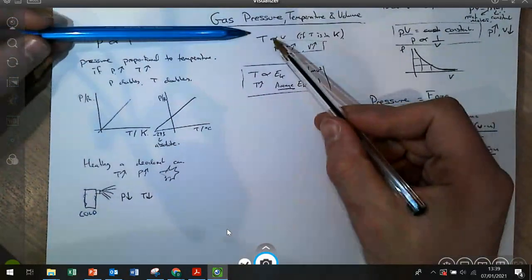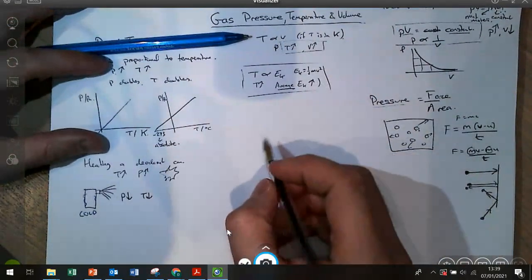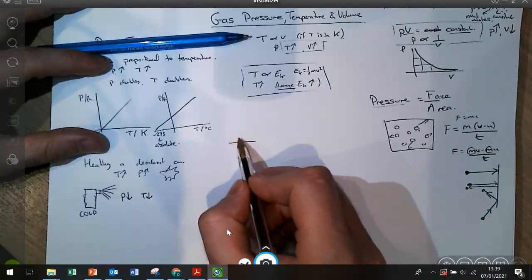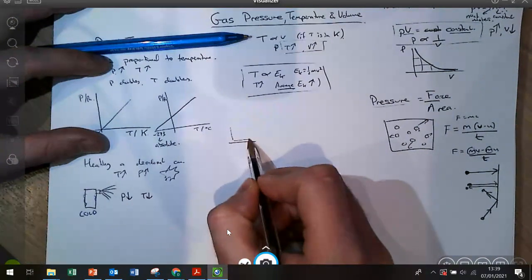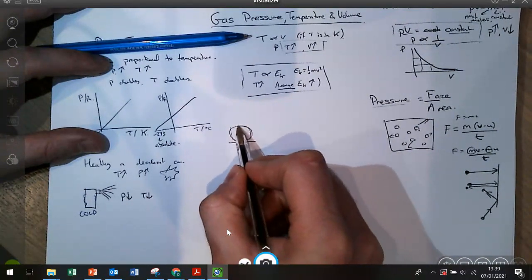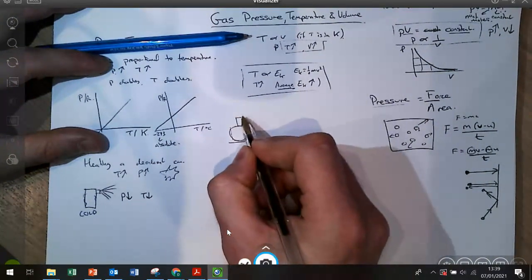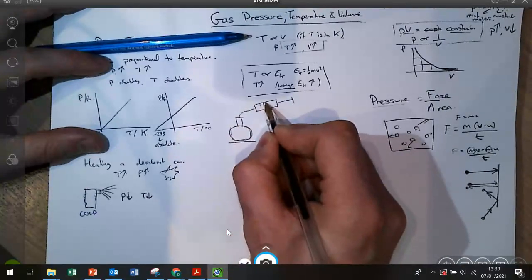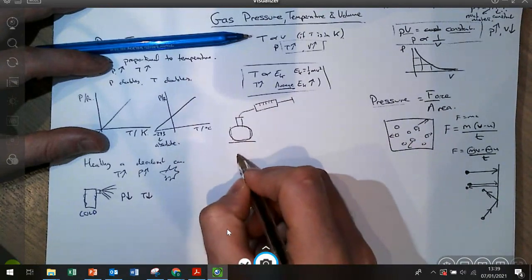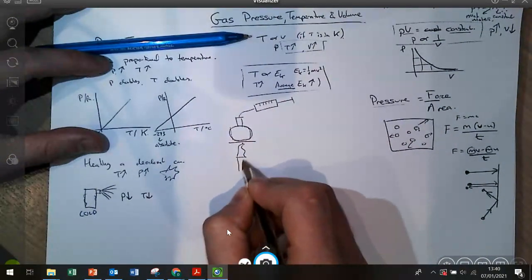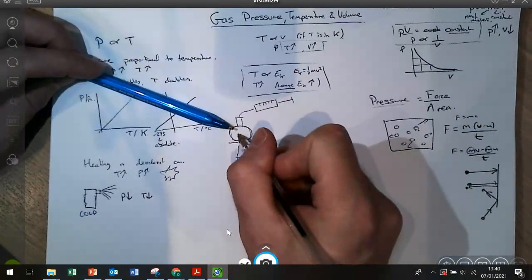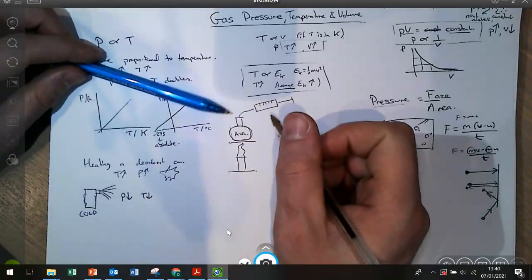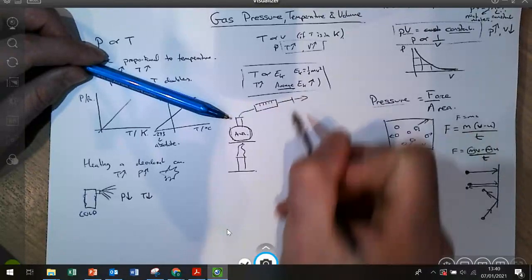In terms of temperature and volume, we've got a couple of different options. We can get a flask, and we can attach a gas syringe to it, and then we can heat it with a flame. And as we heat the air in here, we will expand the gas syringe.